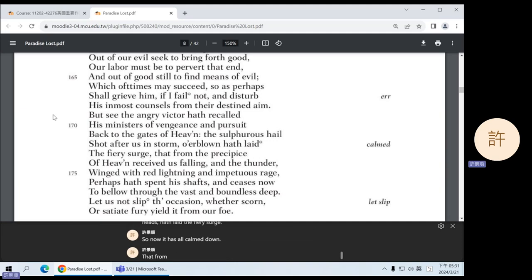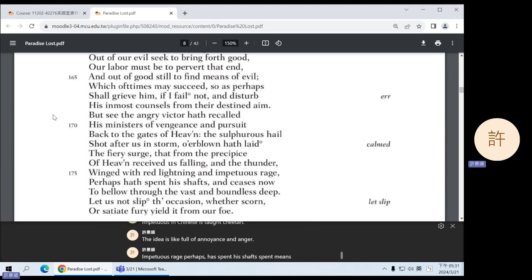That from the precipice of heaven received us falling. Precipice means the edge of a cliff. Received us falling. So like we fell from the precipice of heaven. And the thunder, winged with red lightning and impetuous rage. The idea of impetuous is like full of annoyance and anger.